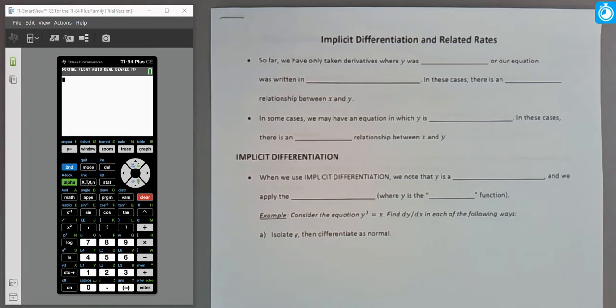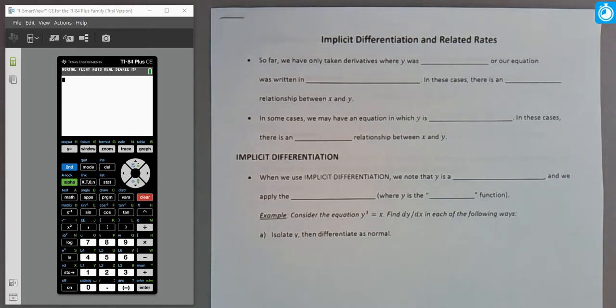In this video, we're going to introduce the strategy of implicit differentiation, which is going to allow us to take derivatives in more general situations. And then we're also going to talk about a way we use implicit differentiation to solve problems that we refer to as related rates problems.